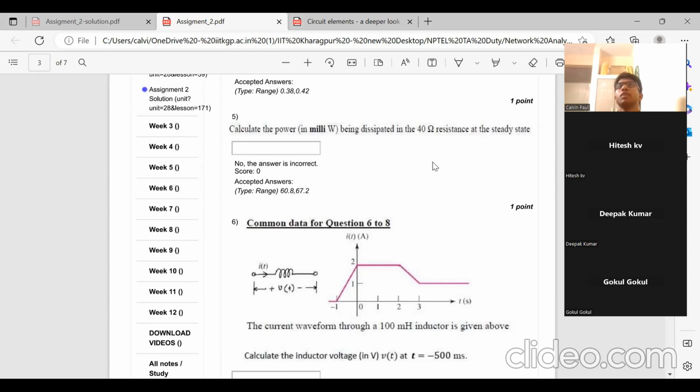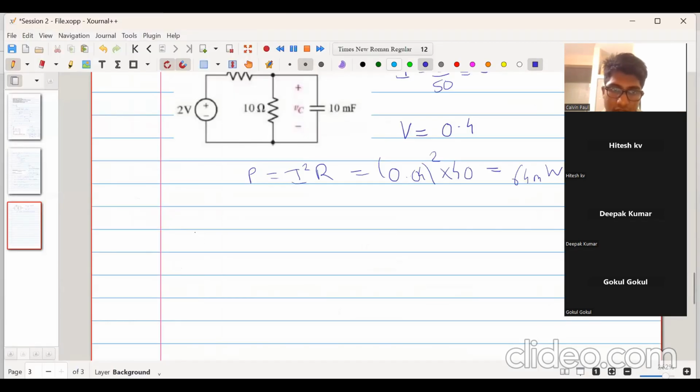Was I clear? Yeah, I understood. See, for a capacitor, what happens is while it is charging, the current is flowing into the capacitor. When it is discharging, it is in the opposite direction. So let me just show.